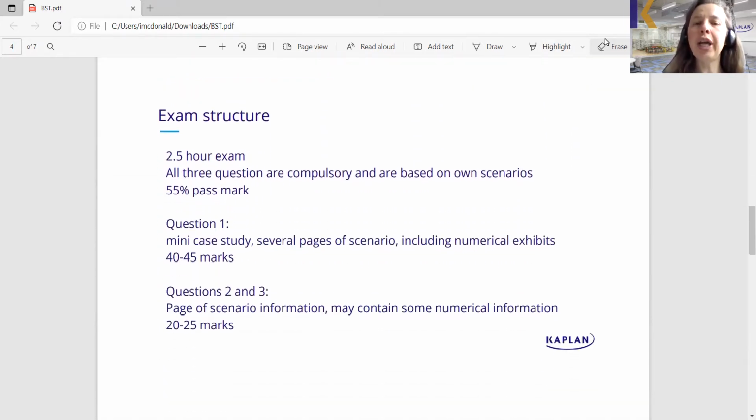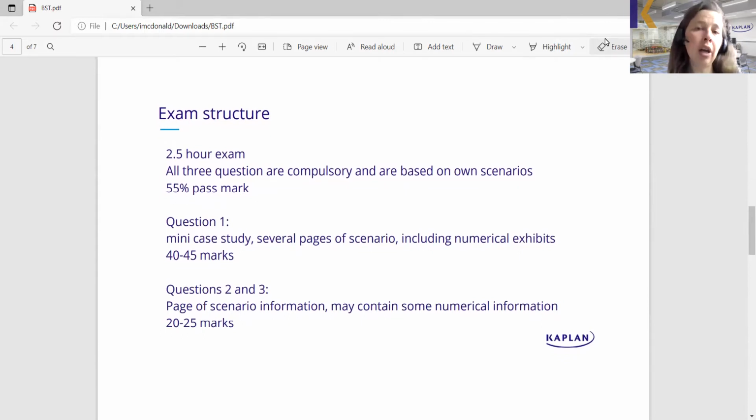Let's now get to know the exam structure. There are certain things about it that are familiar. For example, it's 2.5 hours in duration, and there will be 3 compulsory questions. There is no choice. Each question will have its own scenario. The pass mark stays at the same level of 55%.